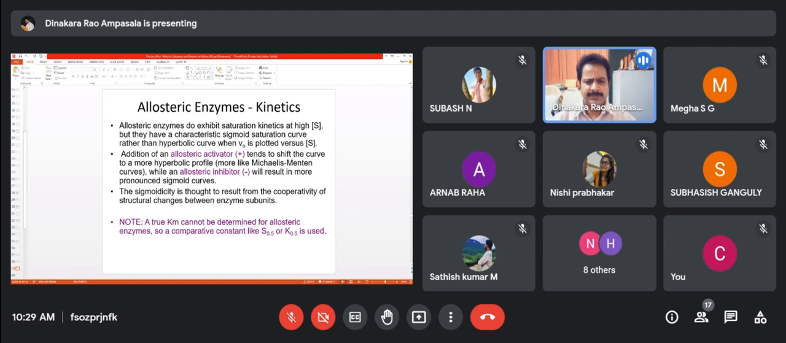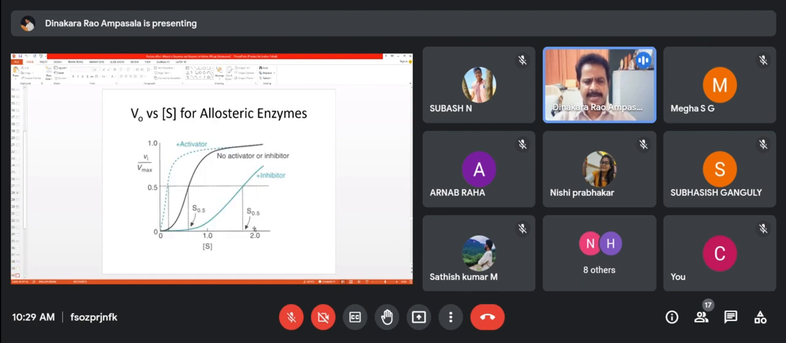So you can see the Michaelis-Menten equation. We are going to see this. Here is the reaction sigmoidal curve where there is no activator or inhibitor. If you add an activator, you can see a more hyperbolic curve. When you add an inhibitor, you can still see a sigmoidal curve in these enzymes. Vmax and Km do not change the allosteric enzymes' character.